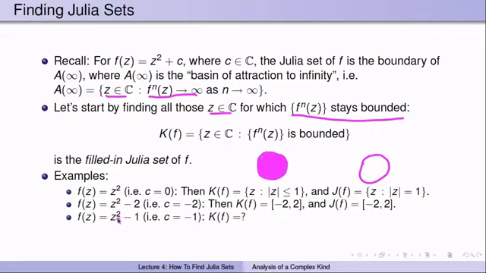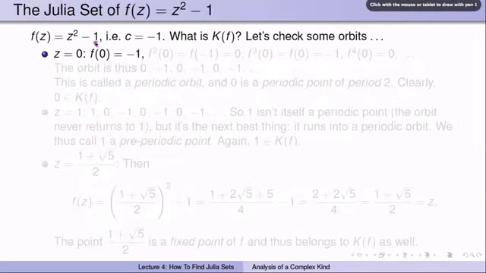f of z equals z squared minus 1. So the case where the constant c equals minus 1. What is the filled-in Julia set in that case? Let's go find out. Again, we're looking at f of z equals z squared minus 1, so that's the case where this constant c is equal to minus 1. We want to find the filled-in Julia set, so all those points z that remain bounded under iteration. So let's check some orbits to get a feeling.